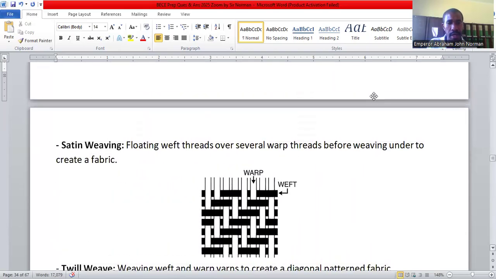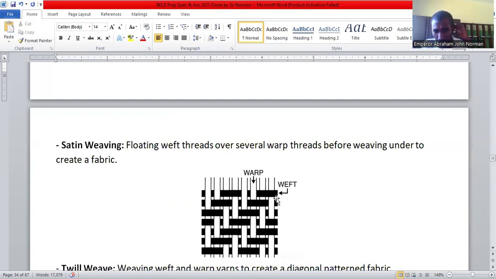Satin weave. It is a technique of weaving a fabric by floating weft threads over several warp threads before weaving it under to create a fabric. So you can see that when you look at it, the weft threads have been floated under two warp yarns, floated over two warp yarns, and floated under two warp yarns, floated over two warp yarns before weaving under, then floated over two warp yarns before weaving under.